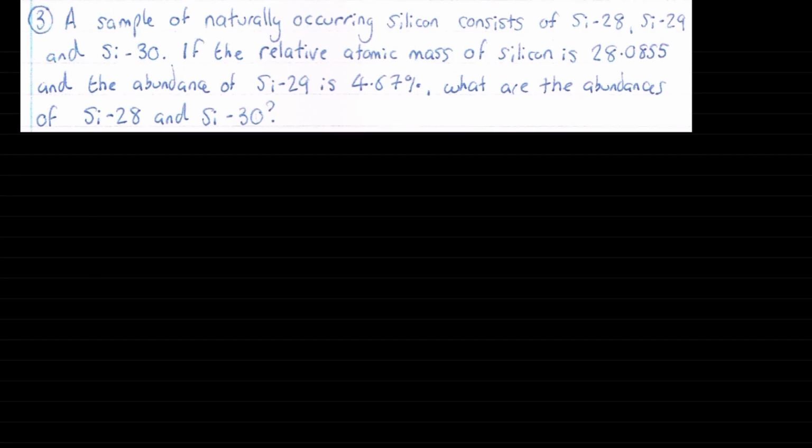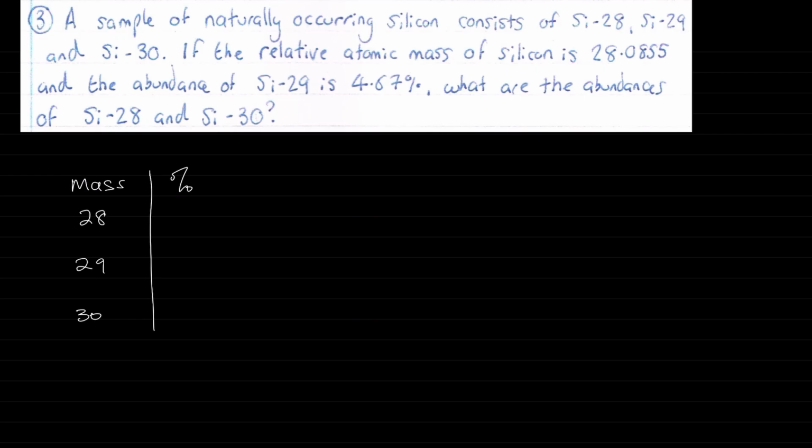A sample of naturally occurring silicon consists of Si28, Si29, and Si30. So here we have 3 isotopes. If the relative atomic mass of silicon is 28.0855 and the abundance of silicon 29 is 4.67%, what are the abundances of Si28 and Si30? So here again, let's construct our table, mass and percentage. So we have Si28, Si29, and Si30.